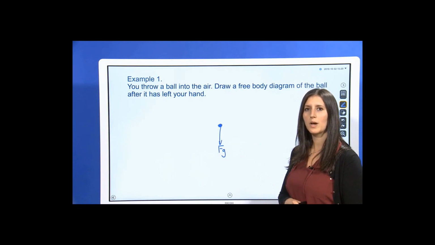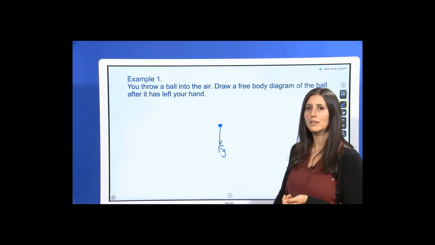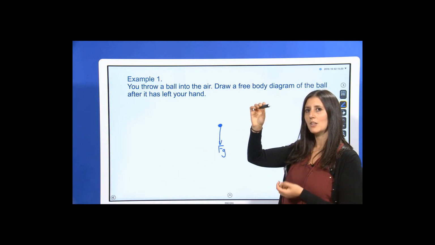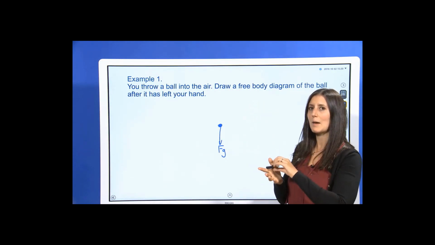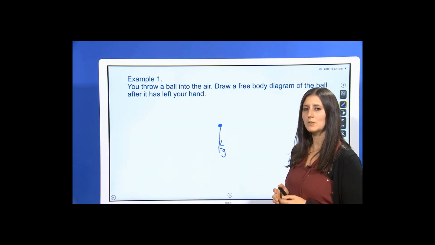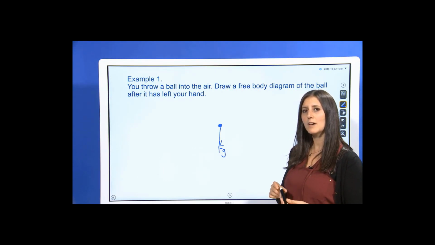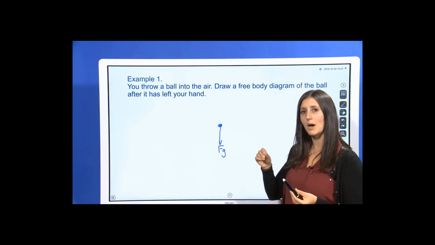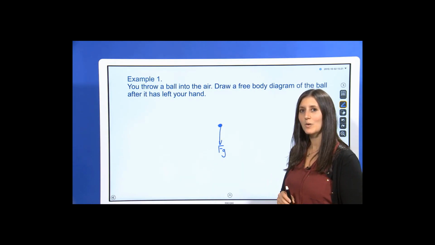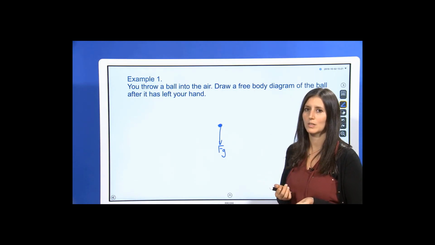Okay, now let's go through all the other forces and see if any of those exist in this diagram. The next force was the normal force. The normal force only exists if our object is on a surface. So when we throw a ball into the air and it's in the air, there is no surface underneath that ball. So there would be no normal force. Okay? The next force that we talked about was the force of tension. If we have a string or a rope pulling our ball or any object, then we would include it. But in this case, there is no string or rope, so we're not going to include it.